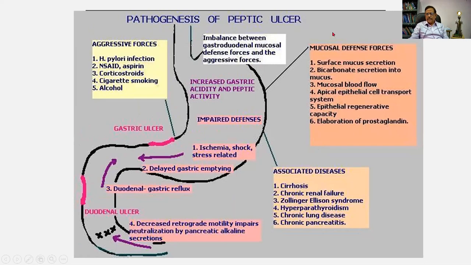And what are the other brackets? No, I find that there can be the mucosal defense mechanisms. Say, for example, surface mucus or bicarbonate secretion. And there can be some associated diseases not at all connected with the stomach. Cirrhosis, renal failure, Zollinger-Ellison syndrome, etc., which can result in peptic ulcer. Another star, please at least remember the major boxes.